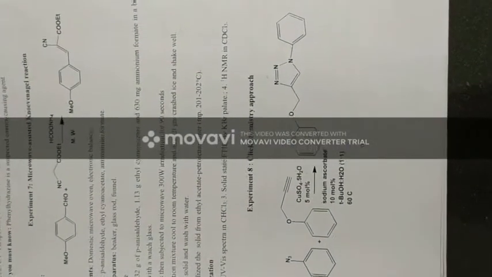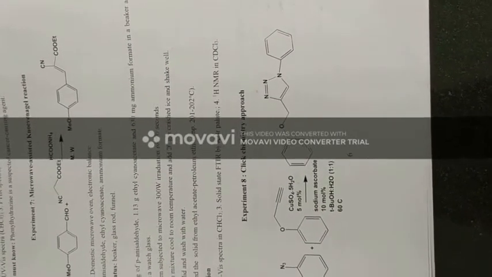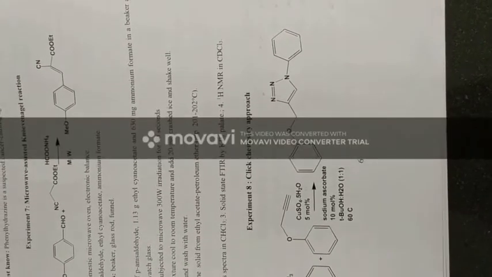From the name click chemistry, you understand that this is a reaction between an azide and a triple bond, that is the carbon-carbon triple bond, and we will form a heterocyclic compound that contains 3 nitrogen units.